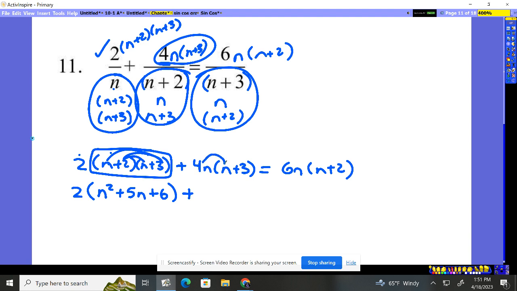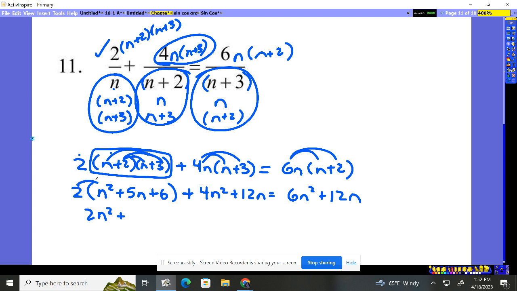Plus, let's go ahead and distribute through here. It's going to give me 4n squared. 4n times 3 is 12n. Over here, 6n times n is 6n squared. 6n times 2 is 12n. Almost left my n off. Critical mistake. Must distribute the 2 through. So you get 2n squared. 2 distributed through here is 10n. 2 distributed through here is 12. And then I still have to add 4n squared and 12n. It equals the 6n squared plus 12n.